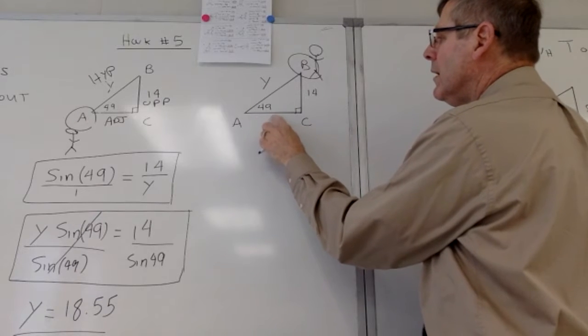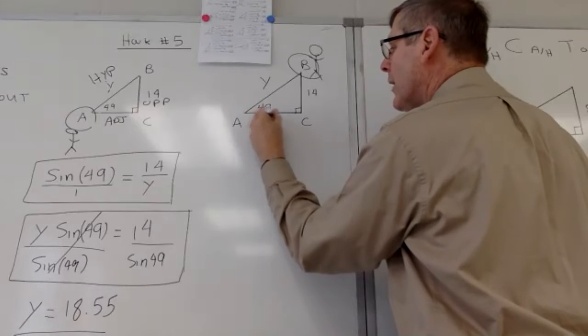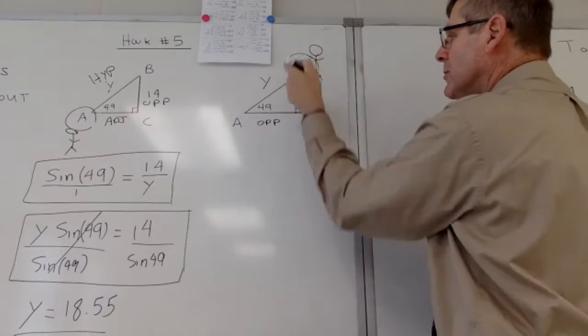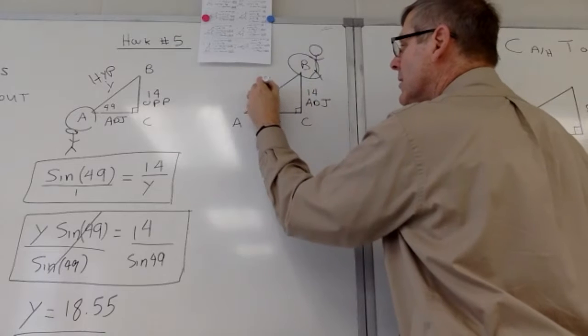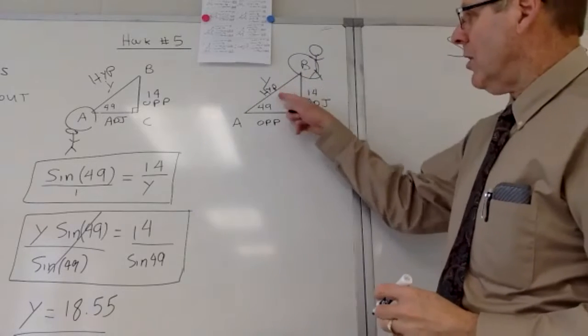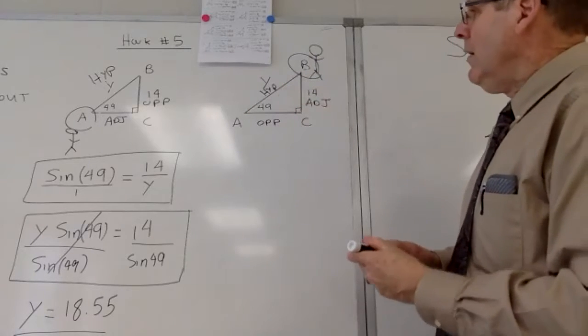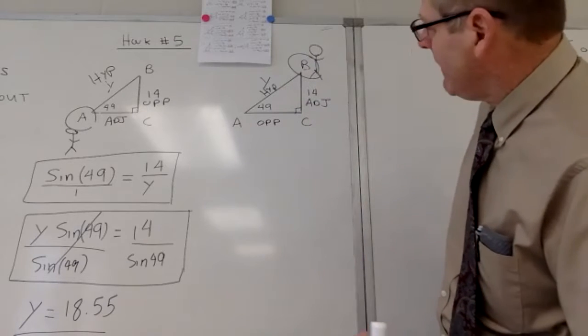AC is opposite, because it's across from where I'm standing. See, this is my reference point. 14 is now the adjacent, and this is still the hypotenuse because that's always the hypotenuse. It's across from the 90. So now wouldn't that be like x over 14 or something?